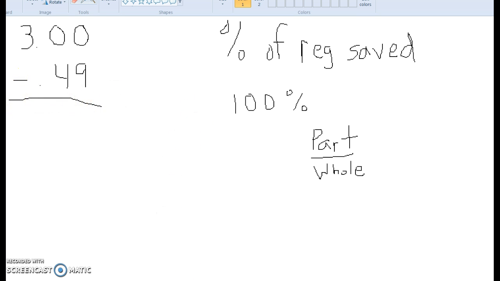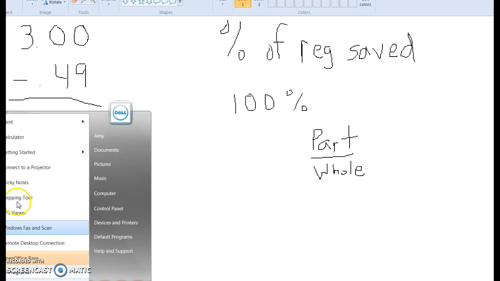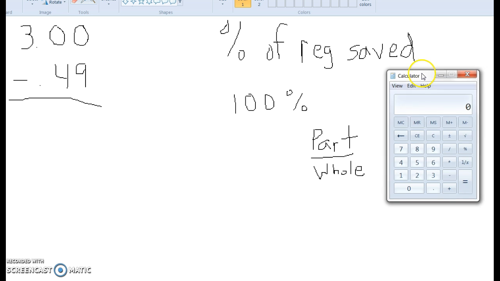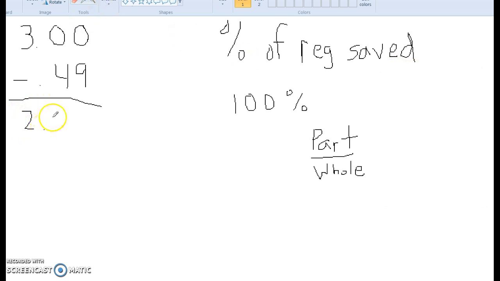All right? So to figure that out, we're going to subtract 49 cents from $3. You can probably do that in your head, but instead I'm going to use the calculator because I don't want to make any mistakes. So $2.51 is the part that we saved, not spent. This is our saved part. $3 is our original price.